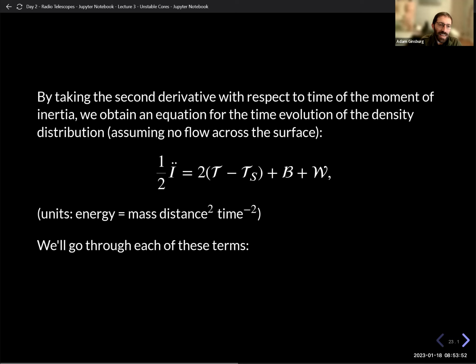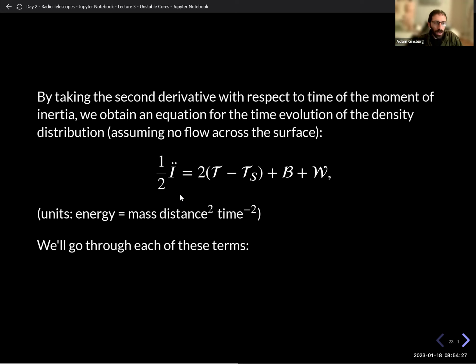We then take the second derivative of the moment of inertia with respect to time. This gives us an equation for the time evolution of the density distribution. We have some blob of gas that has some density distribution, and we want to know how that changes over time. In short, the blob is going to collapse and the density in the center is going to go up. But we want to know how that happens, and basically, when does that become a star?